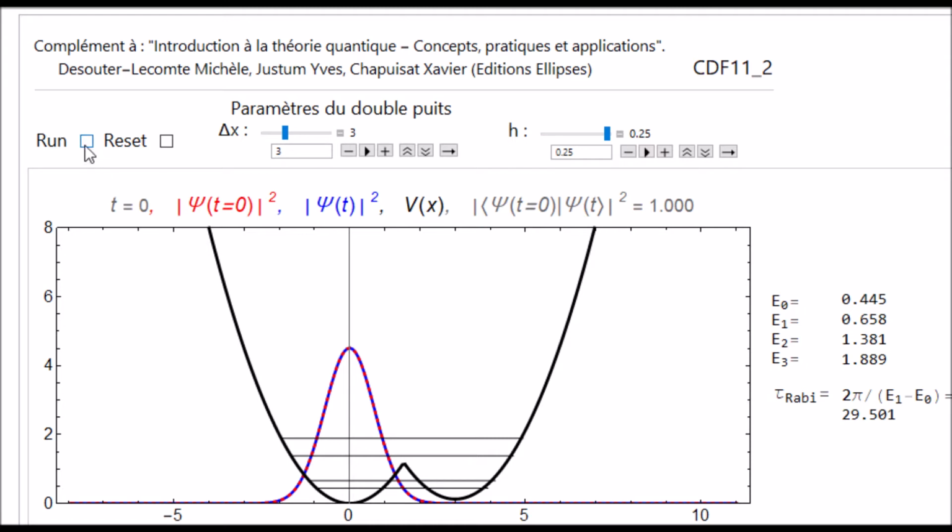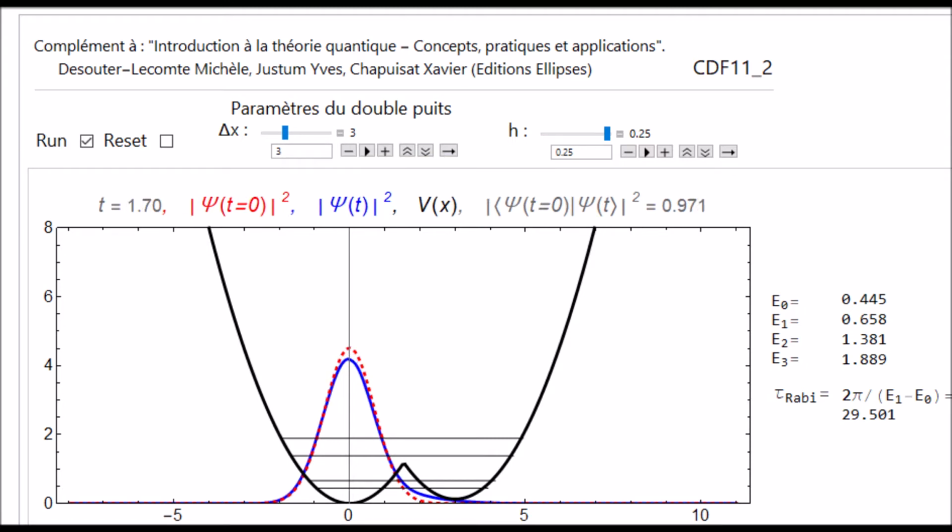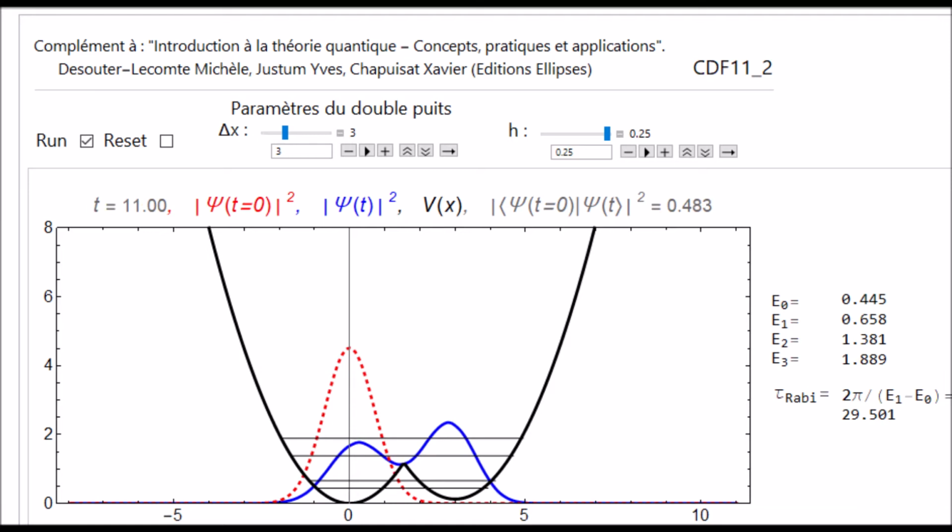In this case, the right well is less deep in energy, but oscillations are always observed. However, when the time equals half of the Rabi period, the wave packet is always shared between the two wells, contrary to the general case. Indeed, the amplitude of probability is not 1 when the two states are not degenerate.